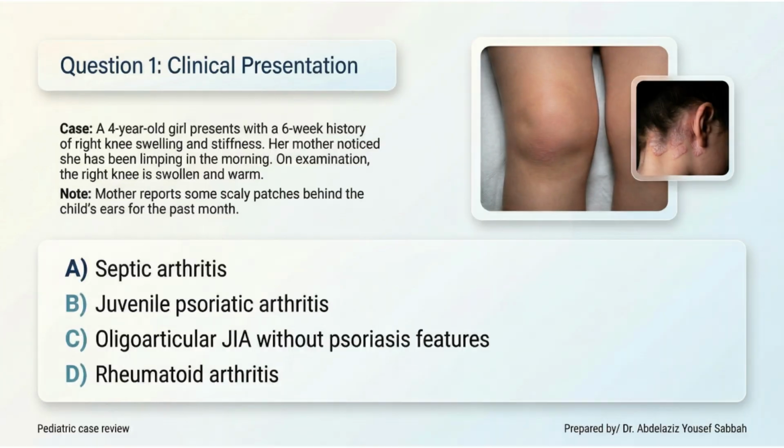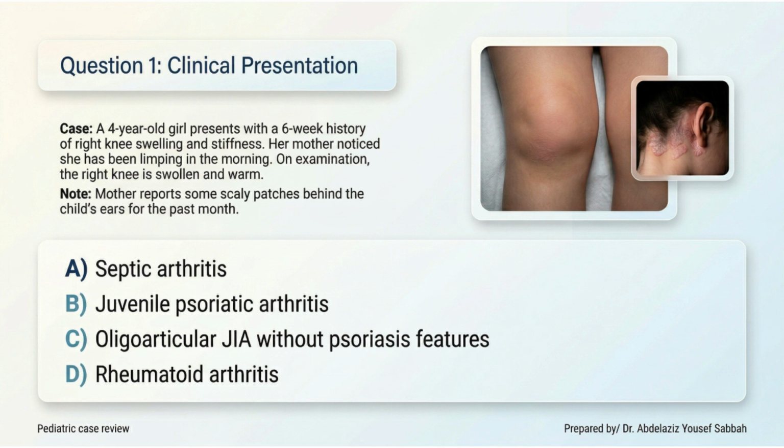Case 1. A 4-year-old girl presents with a 6-week history of right knee swelling and stiffness. Her mother noticed she has been limping in the morning. On examination, the right knee is swollen and warm. The mother also reports some scaly patches behind the child's ears for the past month. What is the most likely diagnosis?